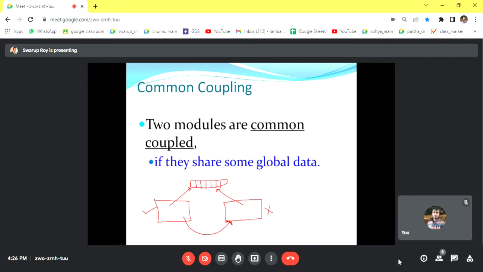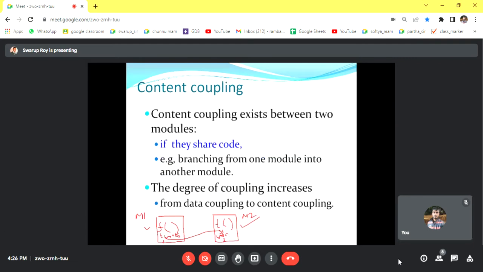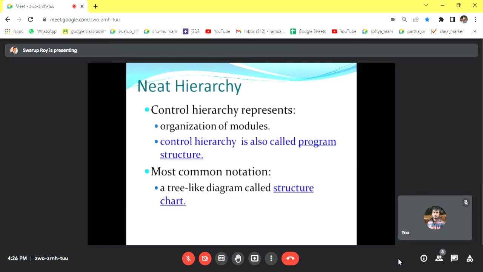But in the case of content coupling, to complete function F they need to take the help of function T. So they are highly dependent on each other. You cannot complete F, or module M1 will always be dependent on module 2. That type of coupling is very tight coupling, and this is discouraged in good program design or software design.